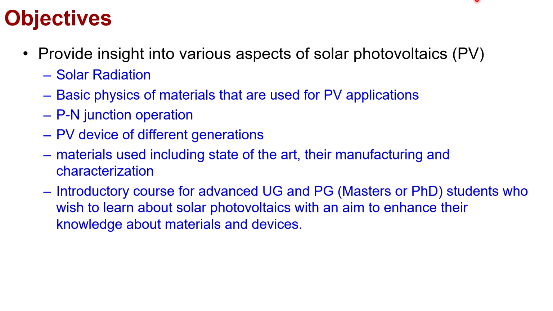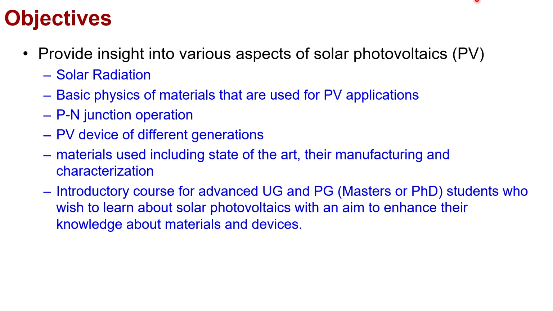So let us first look at the objectives of the course. This course expects to provide insight to all of you in different aspects of solar photovoltaic technologies. We will cover aspects such as solar radiation and the basic physics of materials that are used for PV applications. Since most of the solar cells that we employ in commercial applications work on a PN junction based device architecture, this course will provide insights into PN junctions and their operations under light as well as dark, and it will also provide information and insights into photovoltaic devices of different generations.